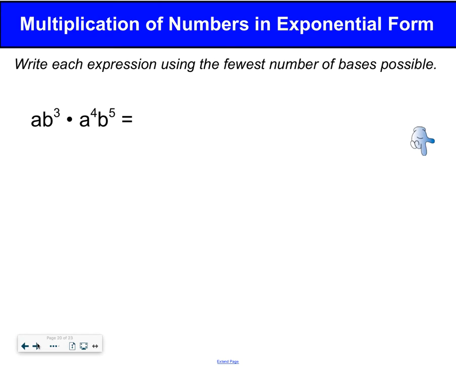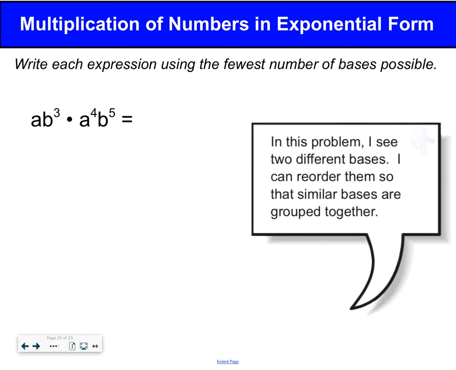This one looks confusing at the start, but it's important for us to see that there's 2 different bases, and I can reorder them so that similar bases are together, because this is multiplication right here, and this is multiplication, and this is multiplication. The commutative property of multiplication says I can reorder them. So I'm going to say A times A to the 4th times B to the 3rd times B to the 5th. So notice I'm just reordering so that the A's are together and the B's are together.